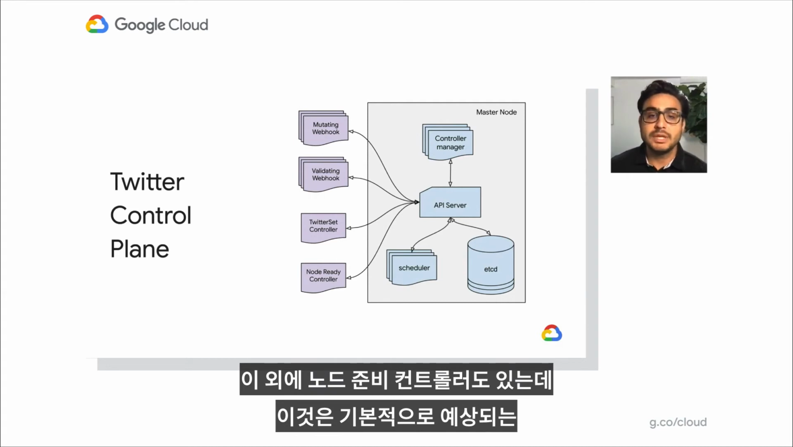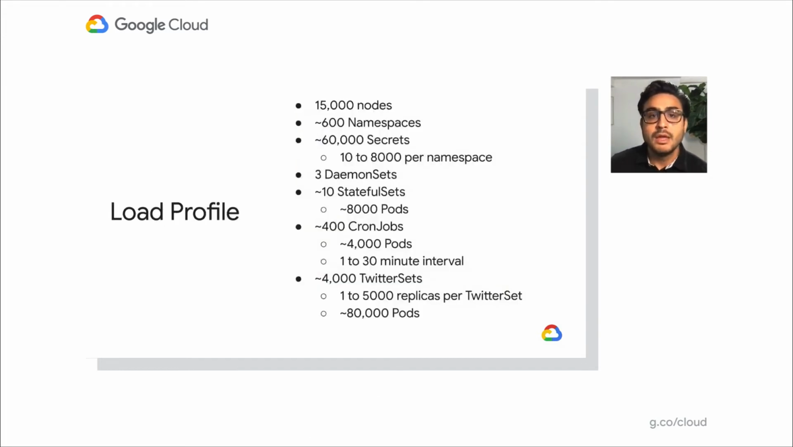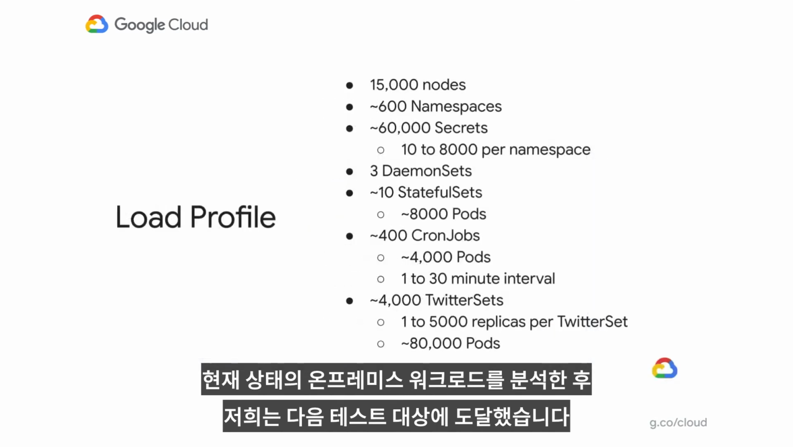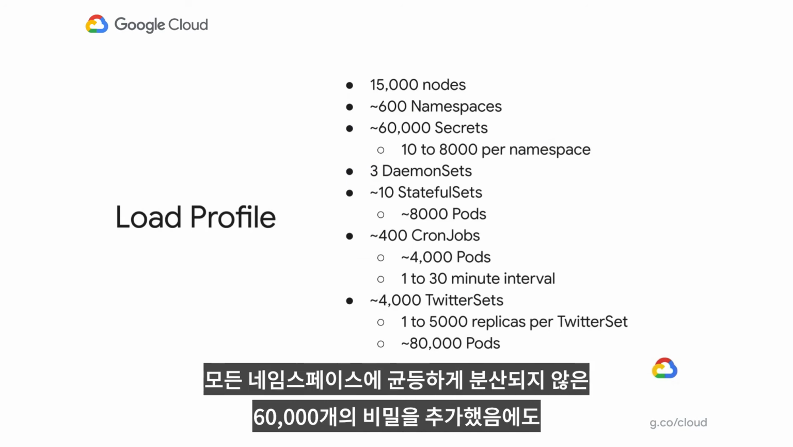We also have a node-ready controller whose job is basically to taint nodes that do not run all the expected daemons on them. After an analysis of the current on-premise workload, we arrived at the following test targets. We targeted 15,000 nodes and 600 namespaces. We added 60,000 secrets that are not evenly distributed among all the namespaces.